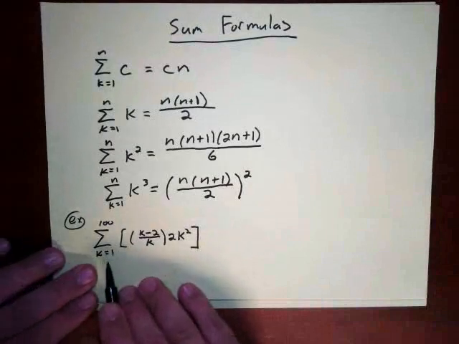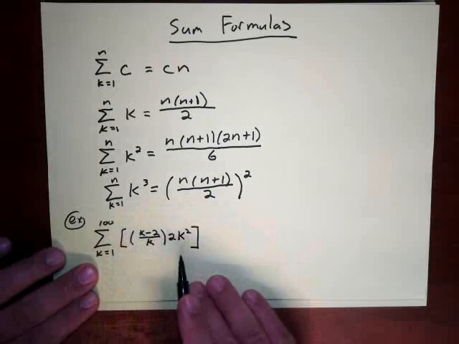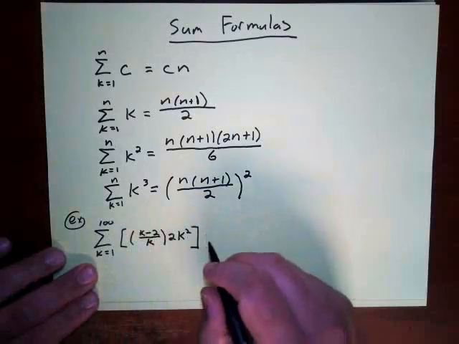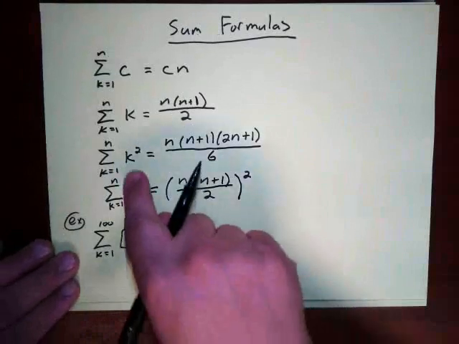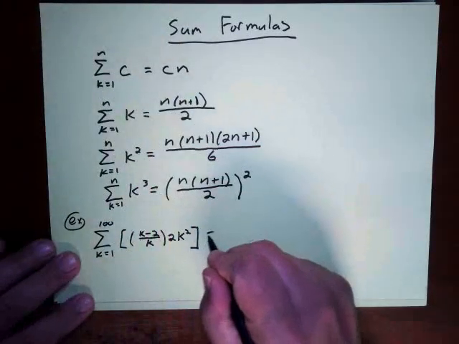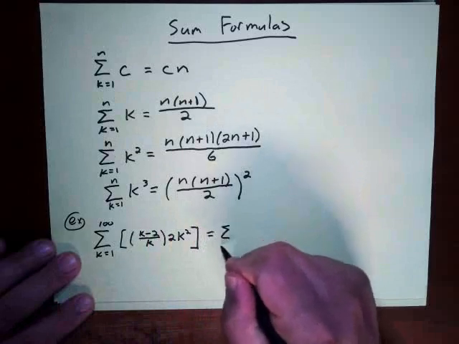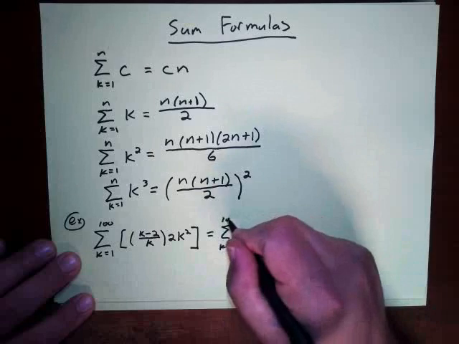So now let's use it to find this. We want to find the sum of k equals 1 to 100 of this whole thing. So what I'm going to do is simplify this and split things apart and try to get it in terms of these formulas. So let's see what we can do here. So this is k equals 1 to 100.